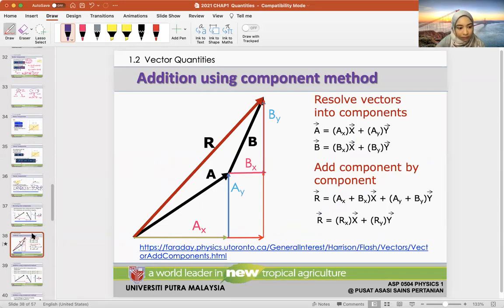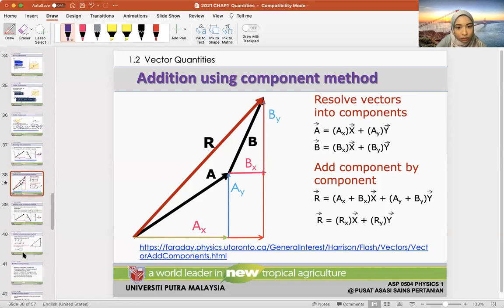Wait. Addition using the components method. Okay. How do I tell this one?